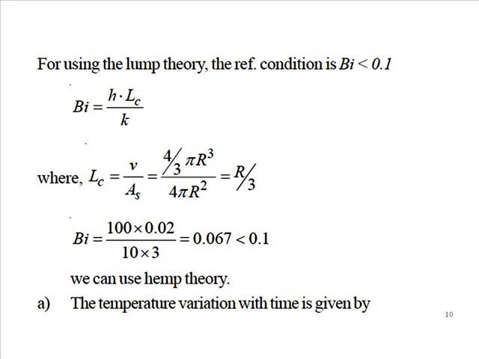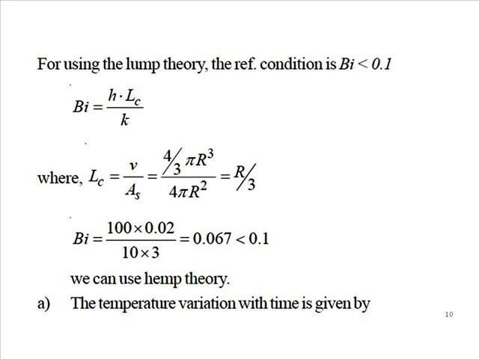So friend, first we have to find out the Biot number, that is h Lc by k. To find the Biot number, we have to calculate the characteristic length. That is volume divided by surface area, that is 4 by 3 pi r cube divided by 4 pi r square. So the characteristic length is r by 3. And you can see the Biot number value, that is 100 into 0.02 divided by 10 into 3, that is 0.067, that is definitely less than 0.1. So we can use the lump theory. Even though it is mentioned in the data, we calculated and we are satisfied with the answer.